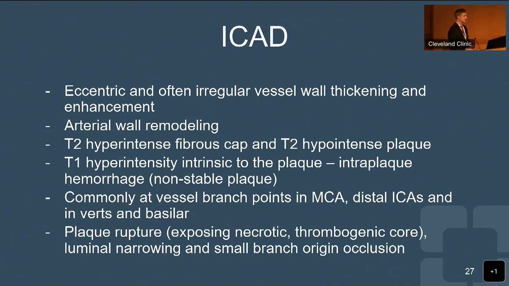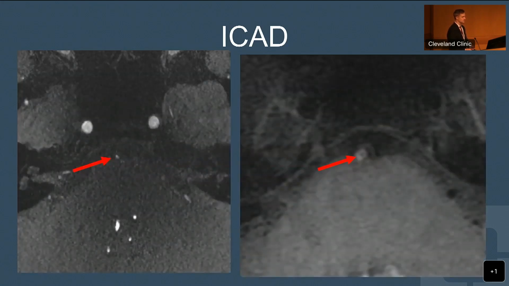These atherosclerotic plaques are commonly at vessel branch points in the MCA, distal ICAs, the vertebral arteries, and basilar artery. And then plaque rupture is the complication of these, exposing the necrotic thrombogenic core, contributing to luminal narrowing, giving off emboli or small branch origin occlusions.